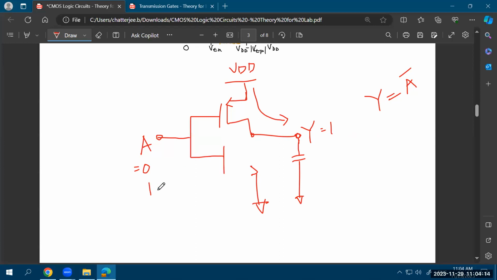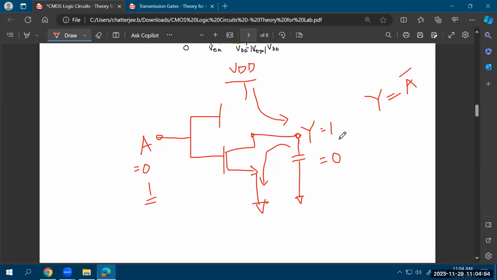On the other hand, when your input is equal to 1, this PMOS will turn off, because now for the PMOS, your source is at VDD and the gate is at VDD, because remember 1 is equal to VDD in terms of analog voltage. So what is VSG for the PMOS? 0. If VSG is 0, PMOS is off. It is less than the threshold voltage of the PMOS. But your NMOS is on, because the VGS of the NMOS is equal to 1. So the capacitor will discharge through this path, and your output will become 0.